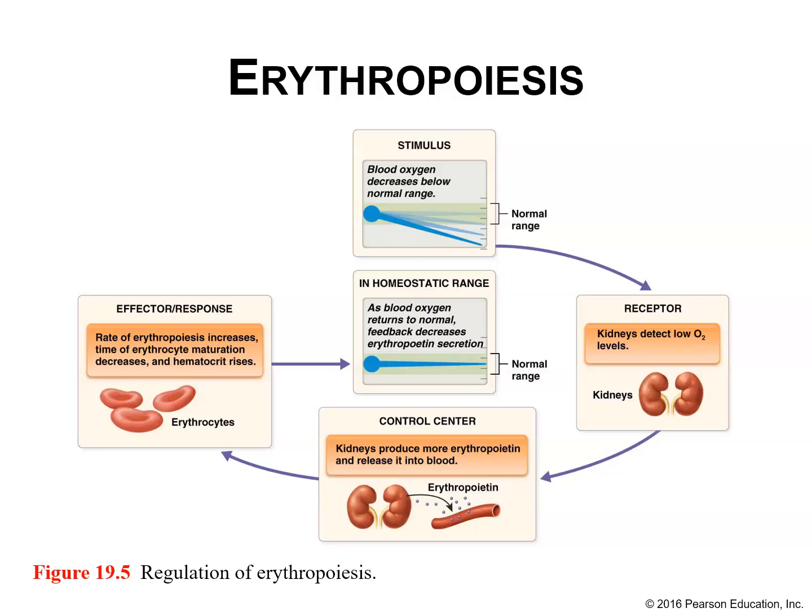First, your kidneys experience tissue hypoxia. PO2 levels drop below the normal range. Kidneys detect this low O2 level. That's called tissue hypoxia. Kidneys then will produce more erythropoietin and release it into the blood. EPO then travels to the bone marrow and causes erythropoiesis to increase, and therefore the hematocrit will also increase, and that brings the level of oxygen back to normal, closes the feedback loop, and decreases any more erythropoietin secretion. And your blood oxygen level goes back to the normal range.